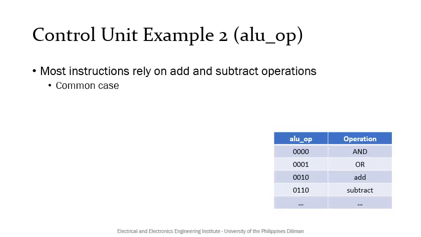To proceed, we note first how most instructions rely on addition and subtraction operations. For example, addi, load word, and store word use addition, while BEQ, BNE, and other branches use subtraction. Note also how these instructions do not have a func field and are identified only by their opcode.